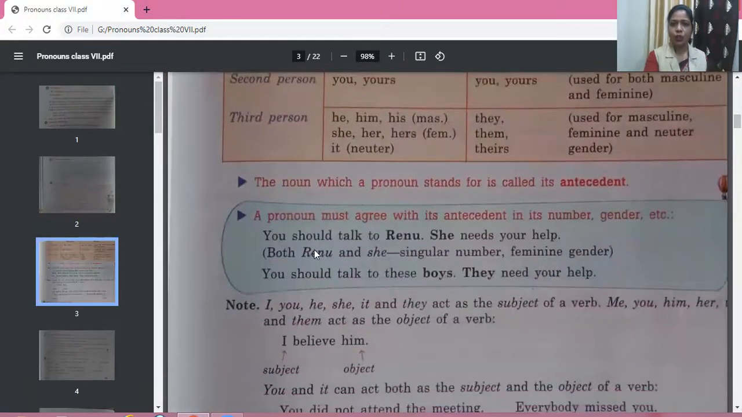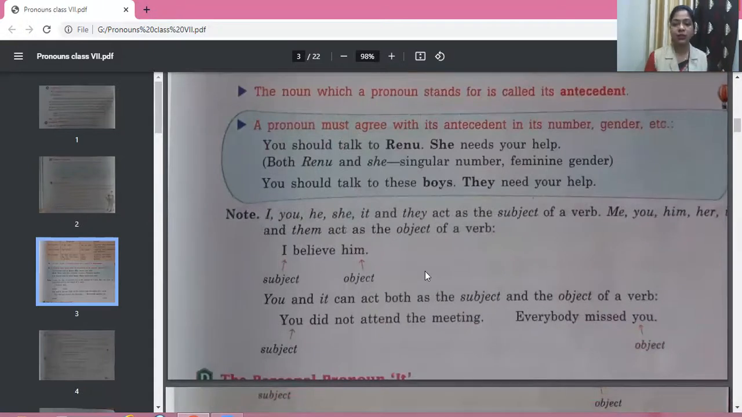Yes. You should talk to Renu. She needs your help. So you should talk to Renu. She is being used for Renu. So for the pronoun she, what is the antecedent? Renu, because she is used in place of Renu. Okay. So this is one concept which you needed to know.